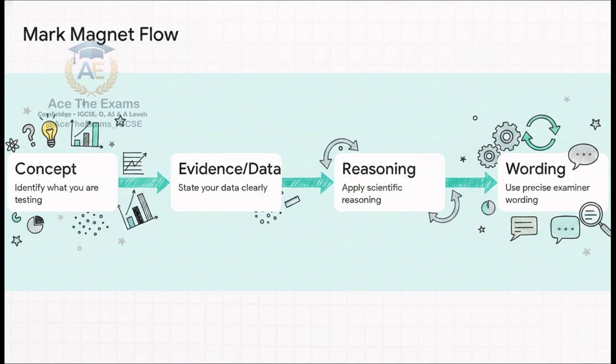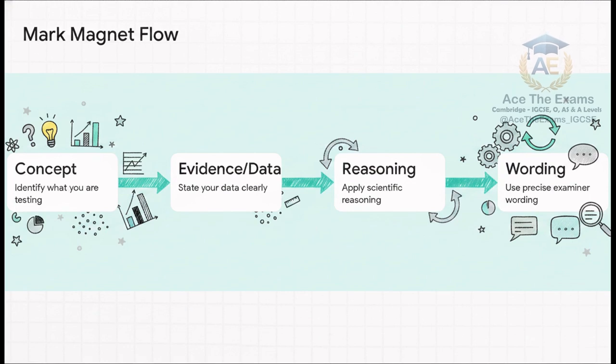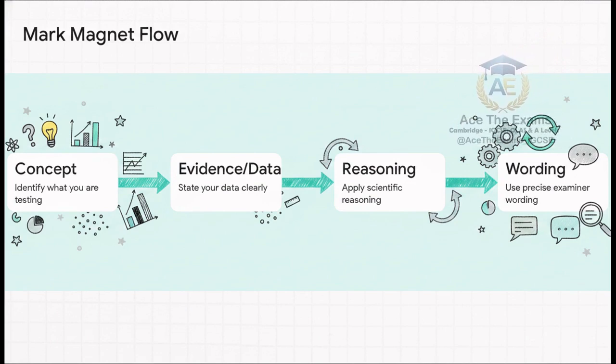To guarantee those top marks, you've got to use a super specific 4-step framework to structure every single practical investigation response you write. It goes like this. First, identify the concept you're testing. Second, state your evidence or data really clearly. Third, apply scientific reasoning to explain exactly why you're doing it. And fourth, package it all up in the precise examiner wording they expect. You need to memorize this flow. It is literally your ultimate safety net.